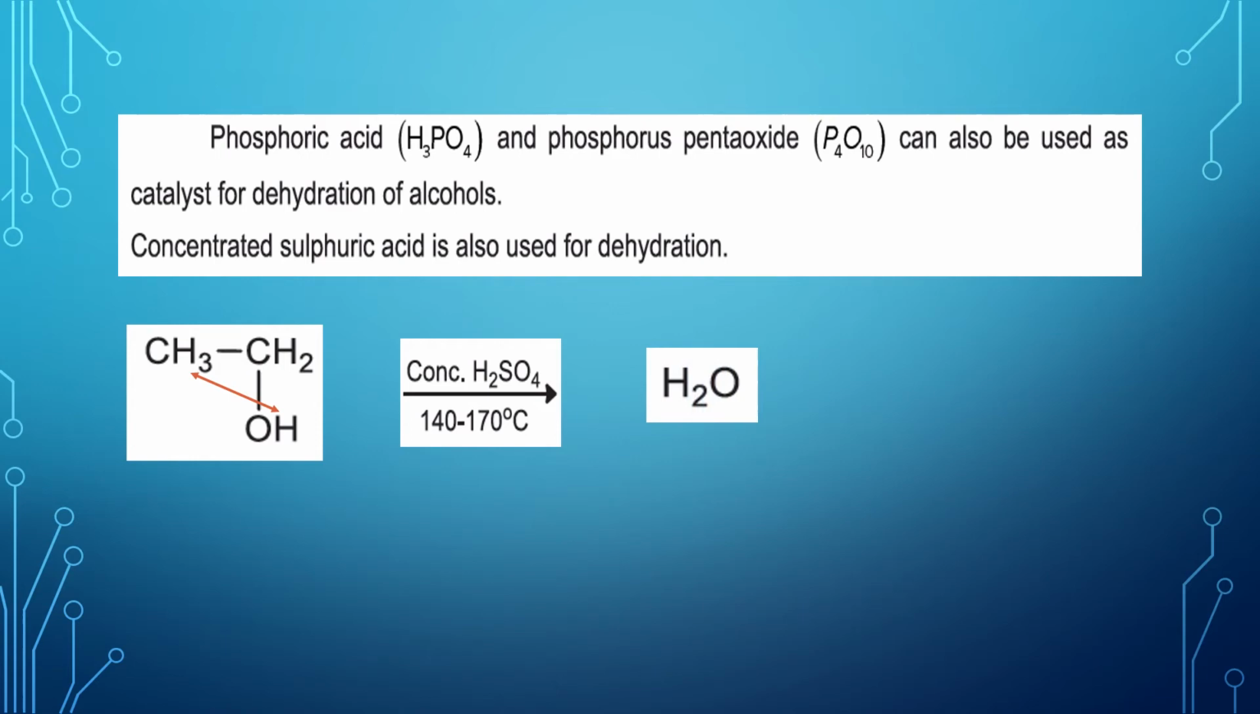the water, as hydroxide ion from one carbon atom and hydrogen from the other carbon atom will be removed as the water molecule. You can see this arrow sign indicating hydroxide from the one carbon atom and hydrogen from the other carbon atom. It is removed as water, and the remaining product is an alkene, as a double bond will be produced between these two carbon atoms from which hydroxide and hydrogen are removed.